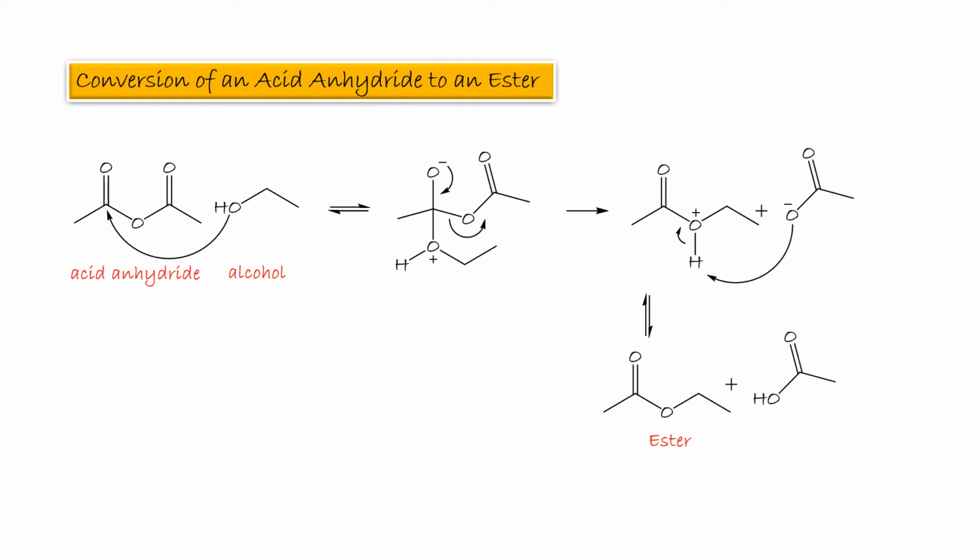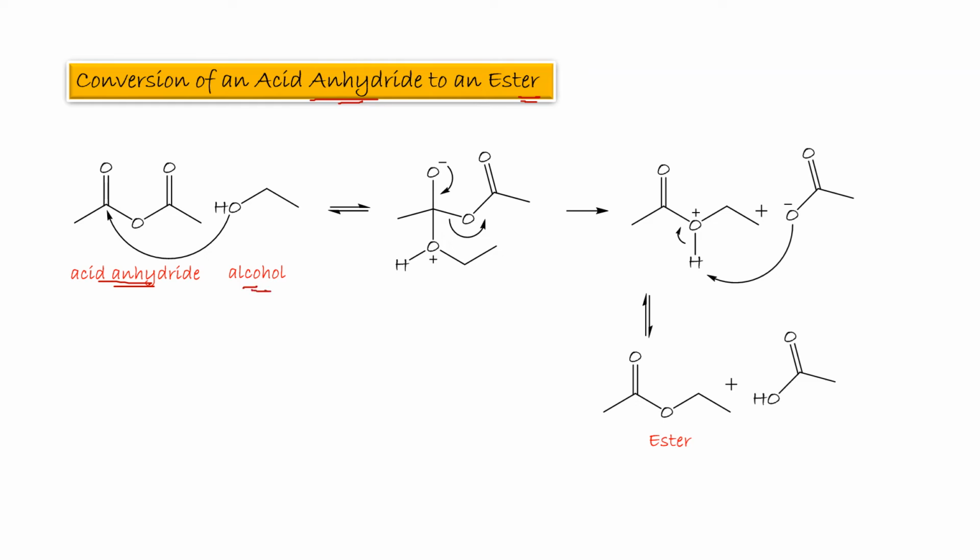Conversion of acid anhydride to an ester. Which one is more reactive? Anhydride. Less reactive? Ester. So the reaction will take place. Okay, we have here acid anhydride. The acid anhydrides are not as reactive as acid chlorides, but they are still activated toward nucleophilic acyl substitution. An anhydride reacts with alcohol to form an ester.